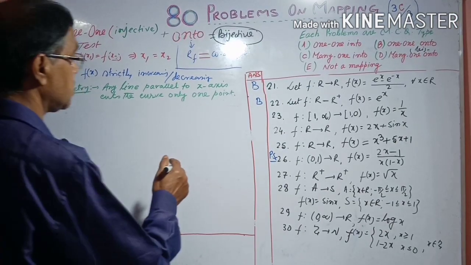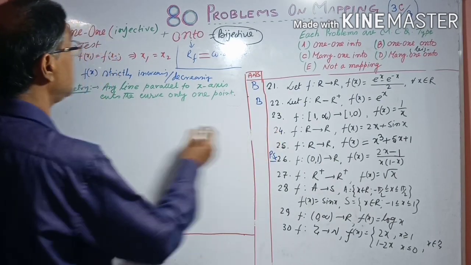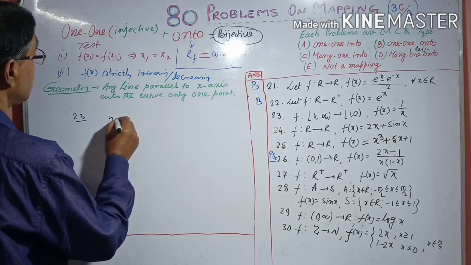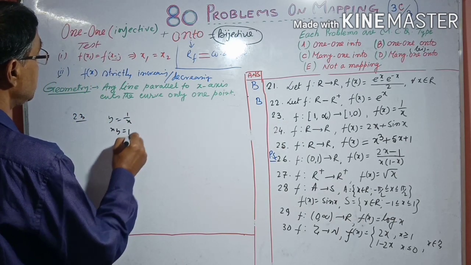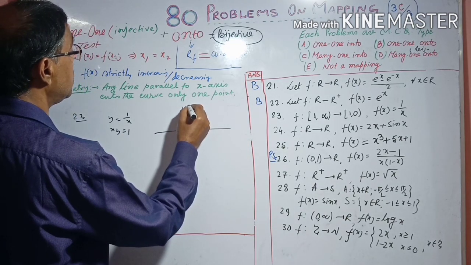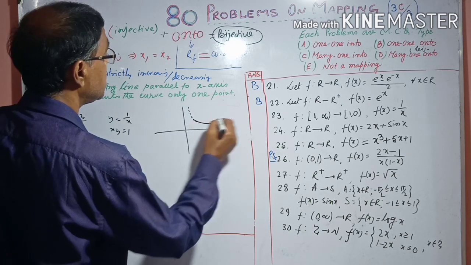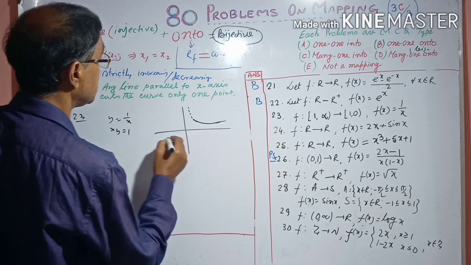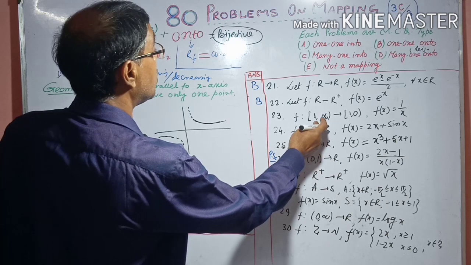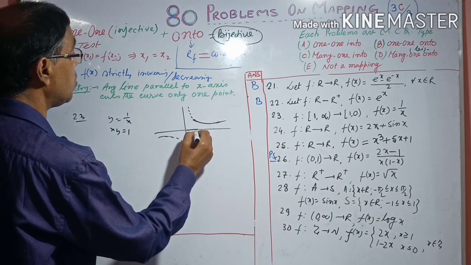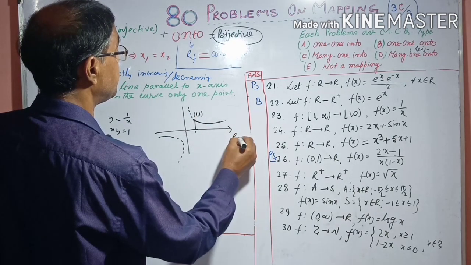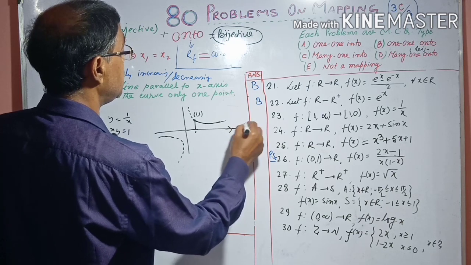Now let us come to problem number 23. Given f(x) equals 1 by x. Now y equals 1 by x, that is xy equals 1. Geometrically we say that it is the curve of the rectangular hyperbola with the axes as asymptotes. Now here the domain of the function is 1 to infinity, that is x from 1 to infinity.